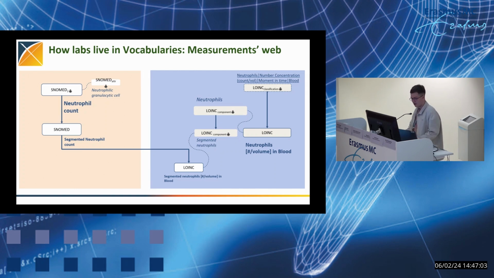And the other player is LOINC. LOINC is very specific, LOINC is narrow, let me call it this way. And you can see the name of the LOINC that we want to retrieve at the end of the exercise is neutrophils with number per volume in blood. So compared to the SNOMED one, it is really, really specific.